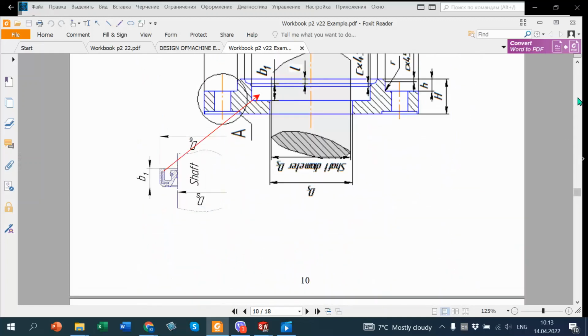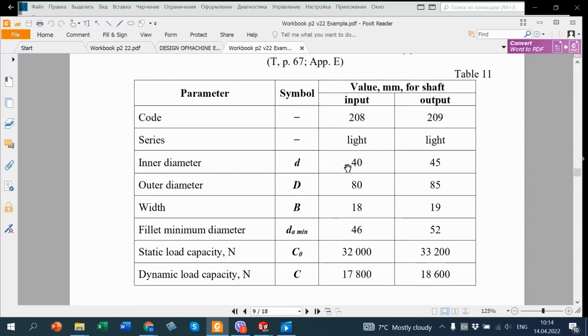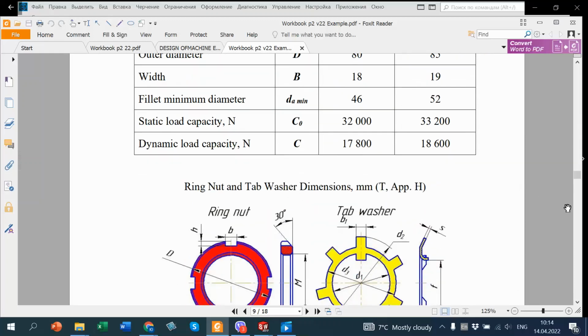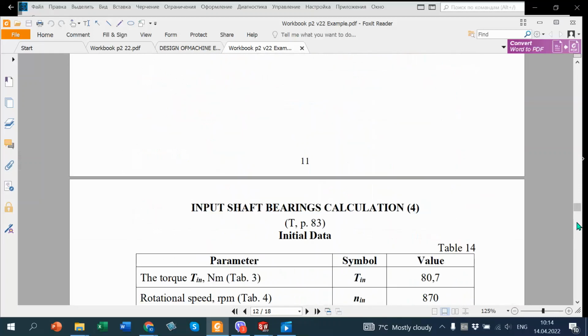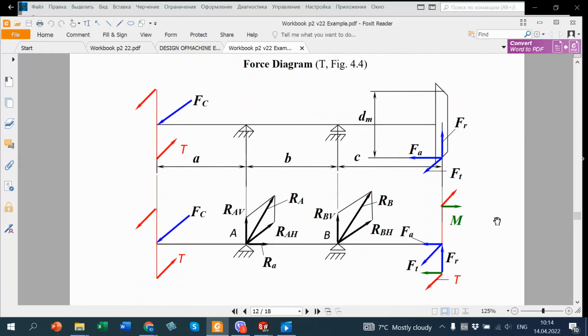We selected table. We should know diameter, code, and C0 static load capacity and C dynamic load capacity. Then force diagram. It looks like here, and what we know and what we should find.